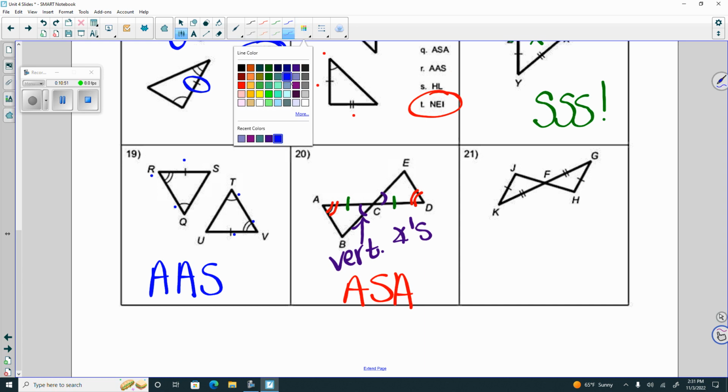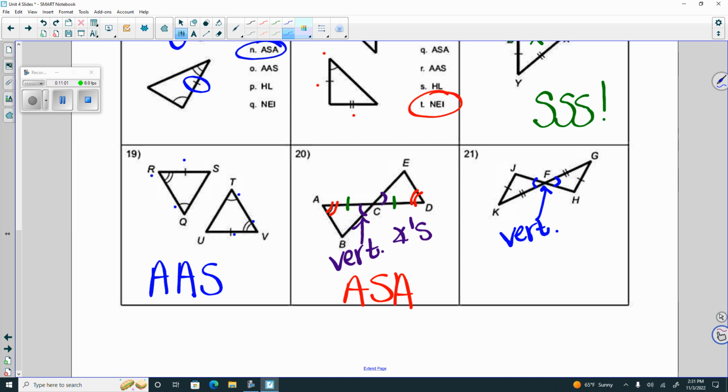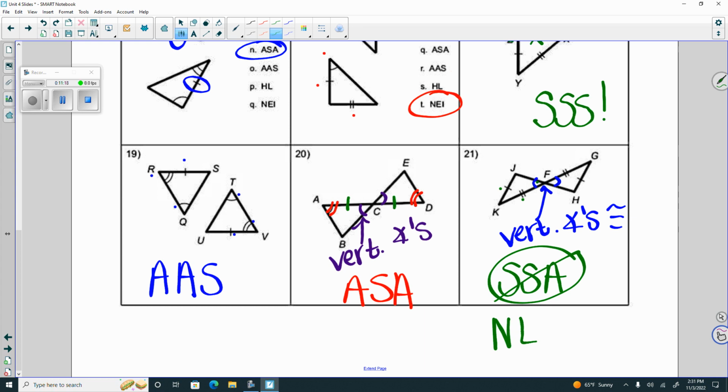And then our last one says, for 21, they give us two intersecting lines. So we have vertical angles that are congruent there. And when we go around and we look at these two triangles, we have angle, side, side, or side, side, angle. And that's not a way to prove that triangles are congruent. So our answer is going to be not enough information. Angle, side, side, or side, side, angle, either one.